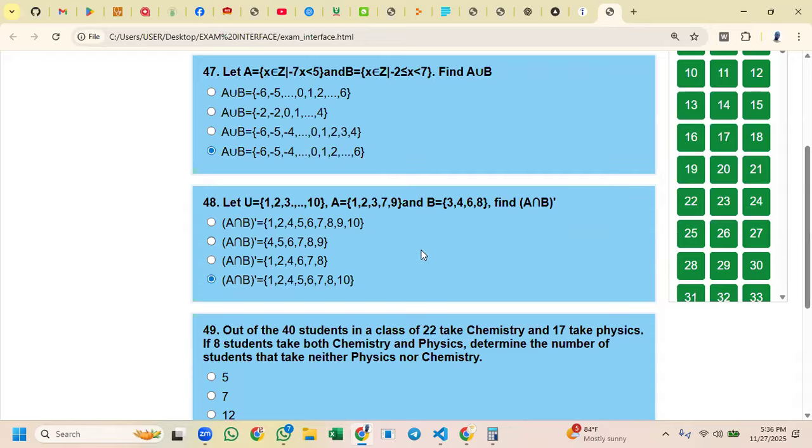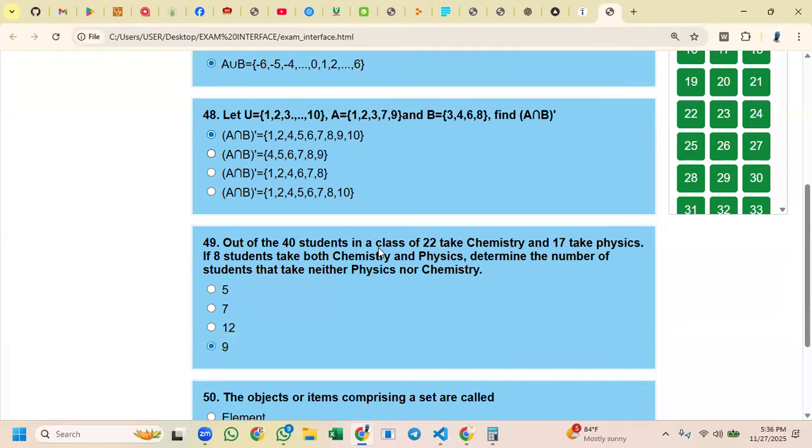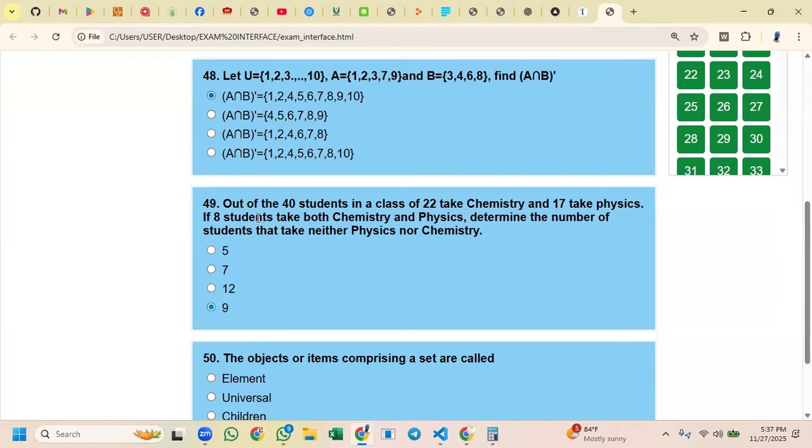What will be the answer? I think the answer should be A, because the only thing A and B have in common is 3. And when you remove 3 from 1 to 10, you are going to have option A remaining.